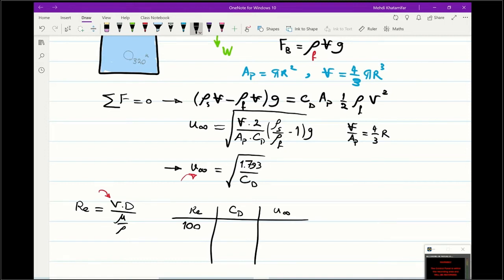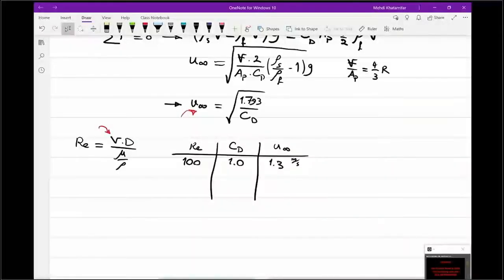So we are going to select Reynolds number 100 and CD is going to be 1. If I plug these numbers in, this CD inside this, the U infinity is going to be 1.3 meters per second. Done. Okay, this is the first one. Now I have the velocity and I'm going to go back and calculate the Reynolds number, but I need to find this nu.